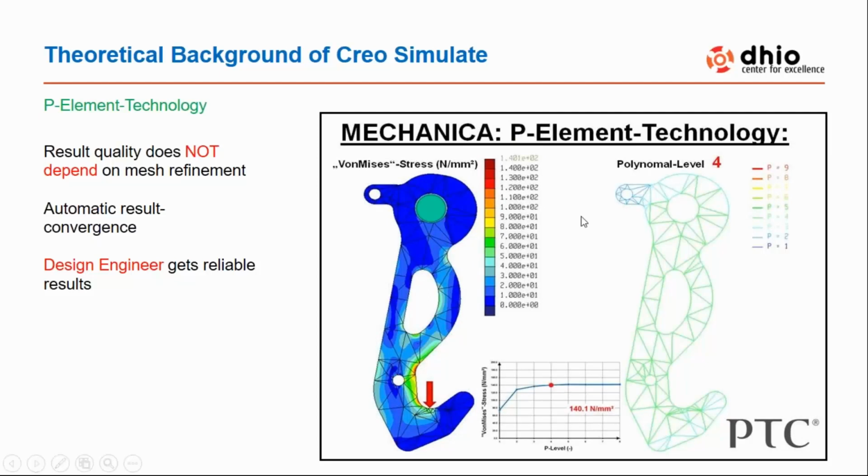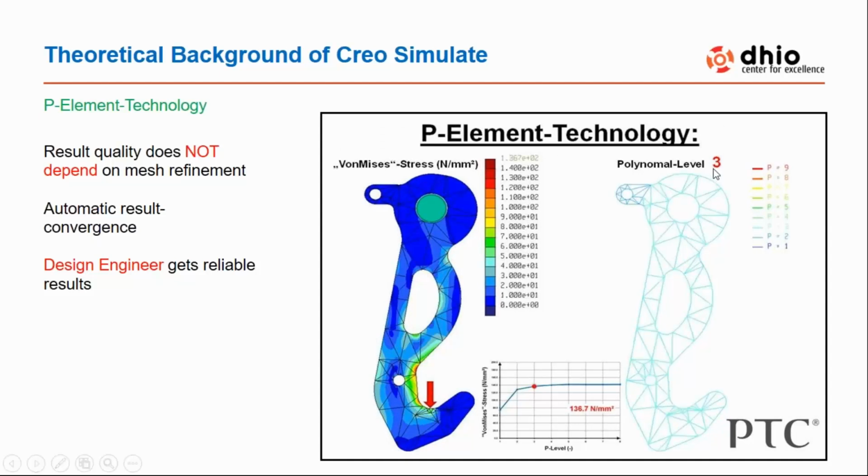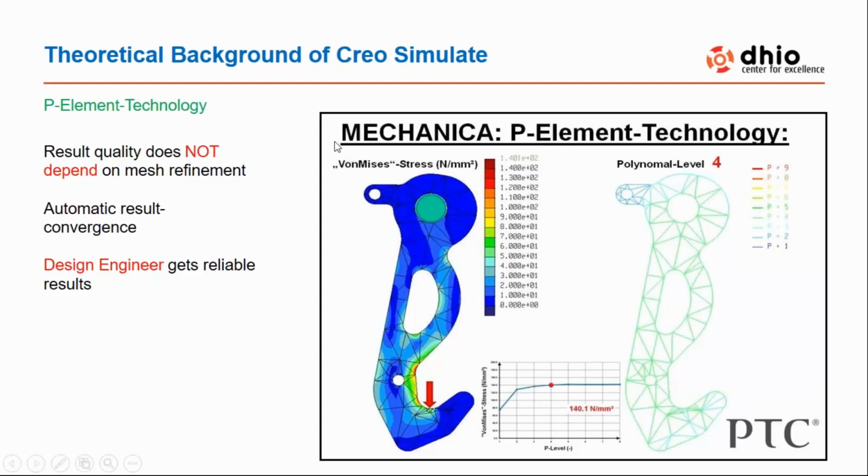It's Mechanica, it's a P element technology. We have the polynomial order of 2. So 128.4 I have. Polynomial order of 3, and the mesh convergence has been taking place. P element technology is increasing the polynomial order. Usually in mesh convergence, in any CAE study, we need to increase the mesh size. We need to refine the mesh size. In other words, we need to converge the meshes before proceeding with any analysis.